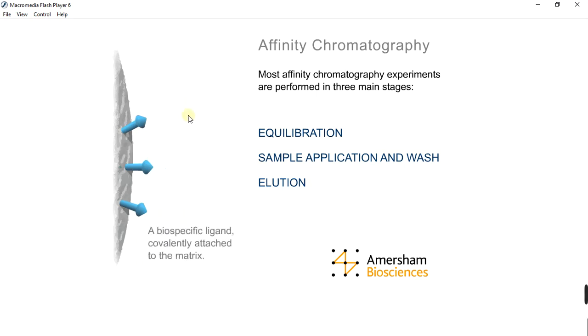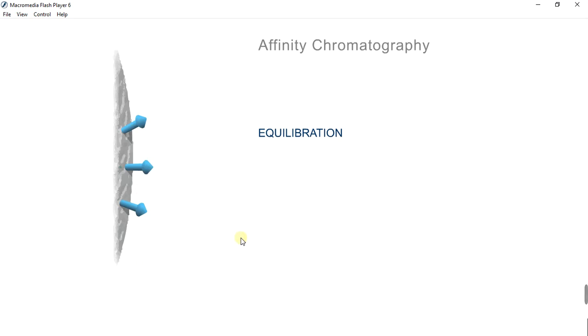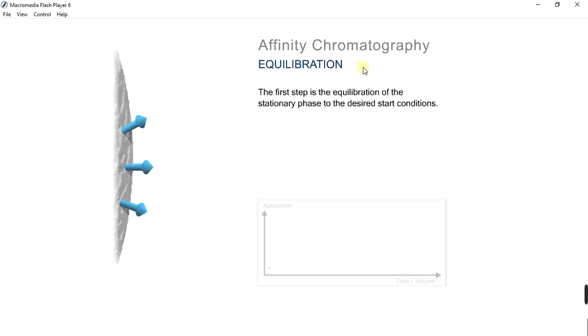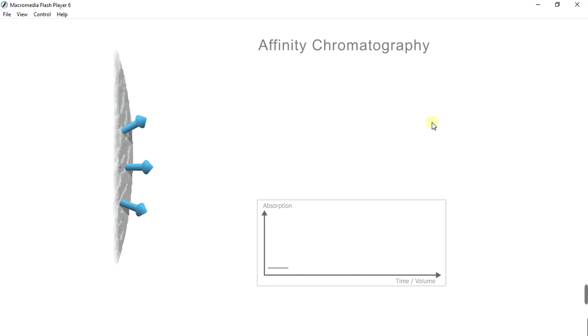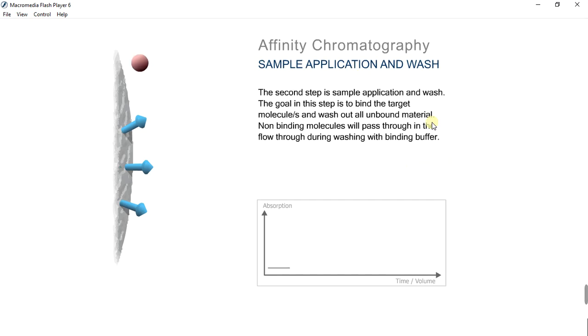See here, this is the ligand, and this is the spacer arm. A biospecific ligand can be attached, and the first step is equilibration. So the first step is equilibration of the stationary phase to the desired start condition. That means you equilibrate with your own buffer, which will stabilize the ligand molecule with the spacer arm. Next is sample application. Now you are going to apply the sample, the mixture of samples. Unbound molecules come out from the resin.